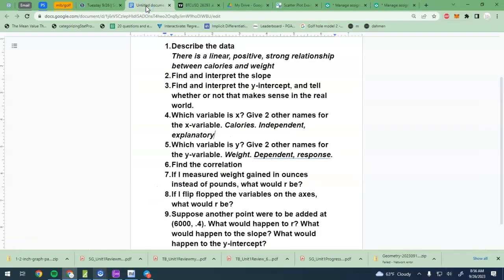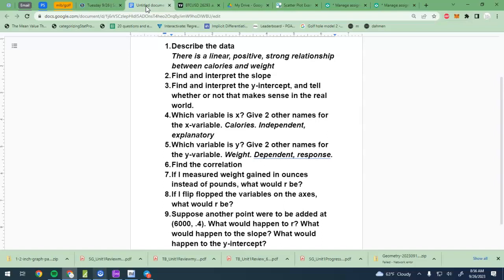If I measured the weight in ounces instead of pounds, what would R be? 0.97. If I measured it in milliliters, it doesn't matter what I measured it in. The idea is, if you eat more food, we expect you to gain more weight. That's always true. It doesn't matter what I measured it in, that relationship exists. So it's just going to stay.